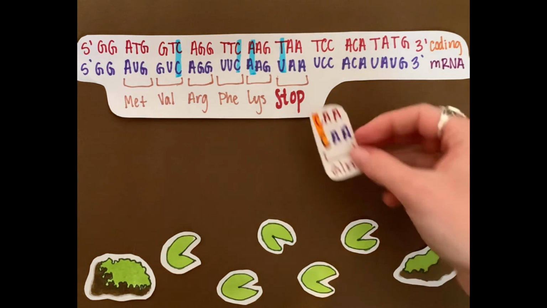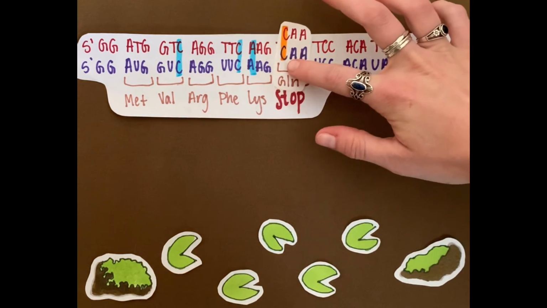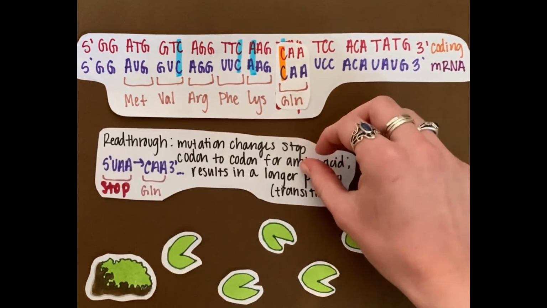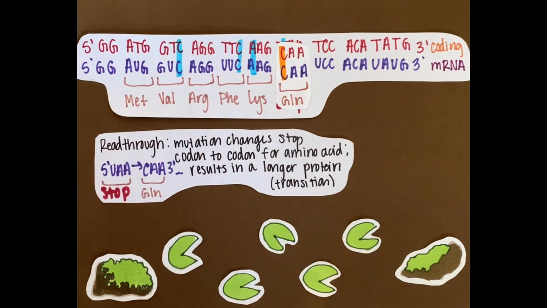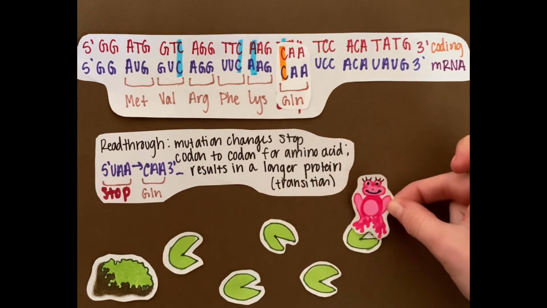The final mutation we will investigate is a transition of TAA to CAA in the coding region. The result of this mutation is the stop codon UAA being changed to a functioning codon CAA, which codes for glutamine. Because the stop codon was replaced, a longer than normal protein will be generated, making this a read-through mutation. The frog is unhappy and tired as she now doesn't get to stop on her stop codon rock at all.